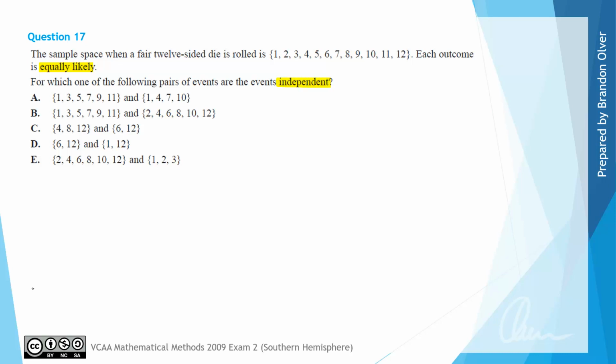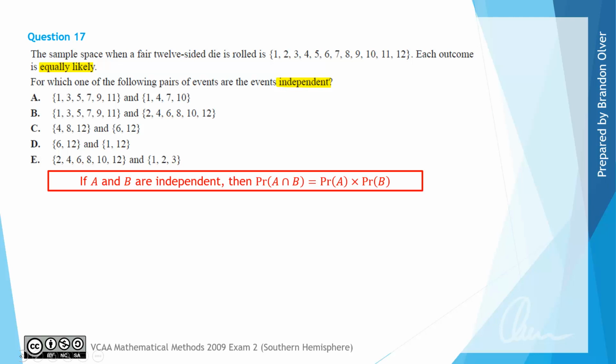So this is where you might like to refer to your notes to remember that independent events are ones where the probability of A intersecting B is equal to the probability of A times the probability of B. So there's a bit of a process involved in answering questions like this, and I'll take you through it for each of these options now. So if we look at option A, I'm just going to set this question up as follows. I'm going to let event A be the first event that's listed.